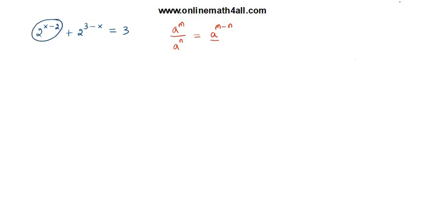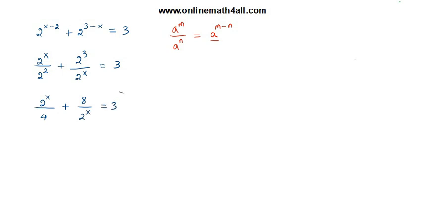Here we have 2 to the power of x minus 2. In the exponent two values are in subtraction. So now we can write this base 2 separately for x and separately for 2, and we have to divide them. So we get 2 to the power of x divided by 2 to the power of 2. The same thing we have to do for this one. Then we get 2 to the power of 3 divided by 2 to the power of x is equal to 3. So 2 to the power of x divided by the value of 2 to the power of 2, which is 4. And here 2 to the power of 3 is 8, divided by 2 to the power of x, is equal to 3. Now I have this equation in terms of 2 to the power of x.